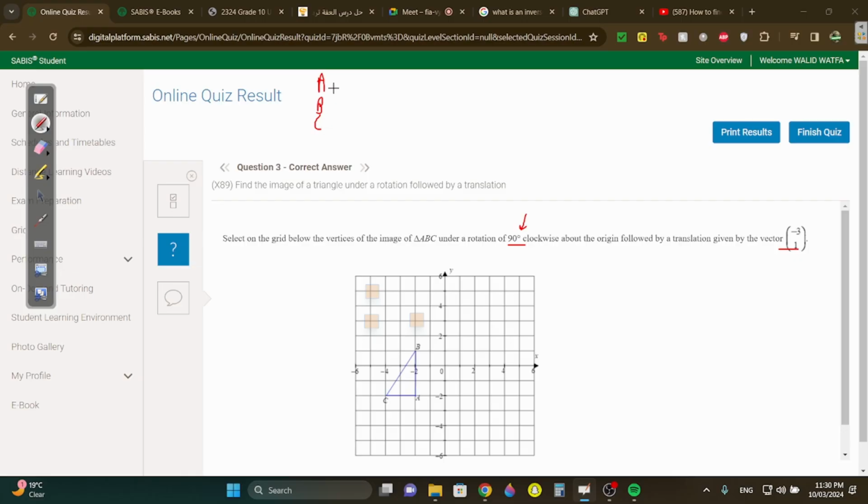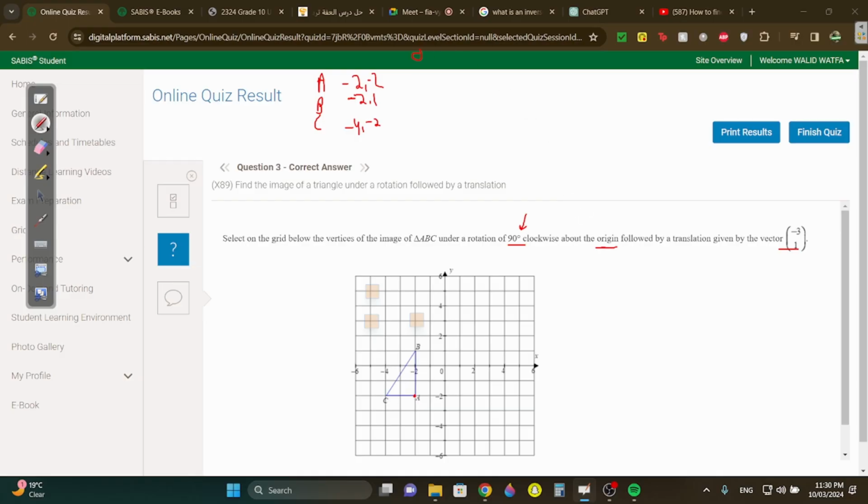Again, plot your points A, B, C. A is negative 2, negative 2. B is negative 2, 1. And C is negative 4, negative 2. They're saying 90 degrees clockwise about the origin.